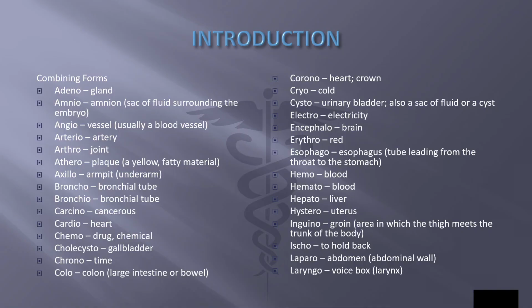Cysto, urinary bladder, also a sac of fluid or a cyst. Electro means electricity. Encephalo is brain. Erythro is red. Esophago is esophagus, the tube leading from the throat to the stomach. Hemo and hemato are both blood. Hepato means liver. Hystero means uterus.